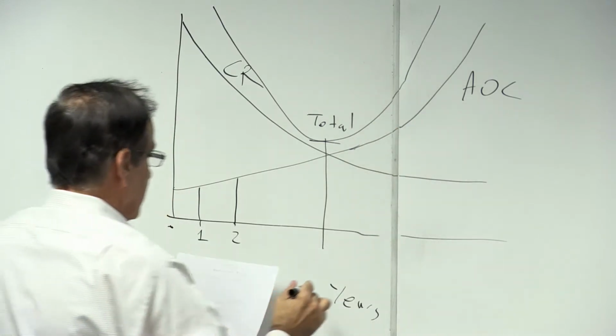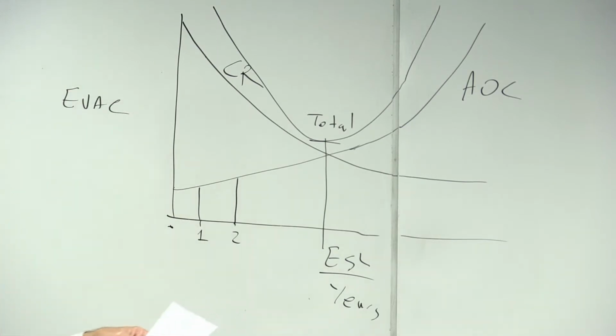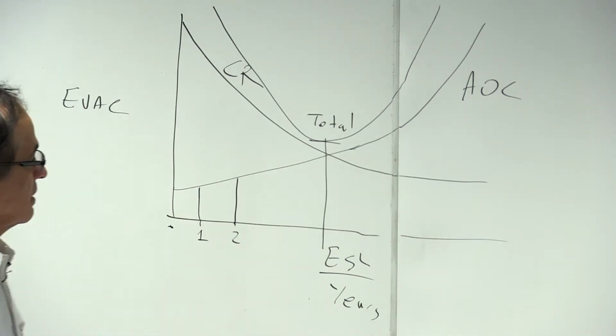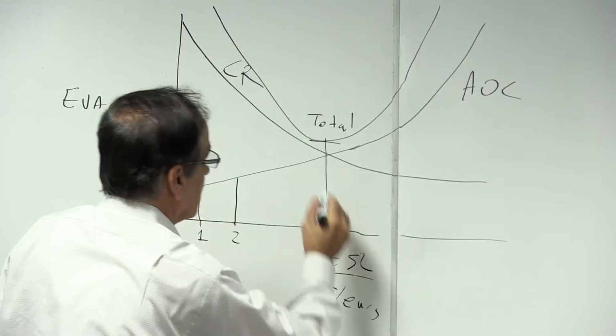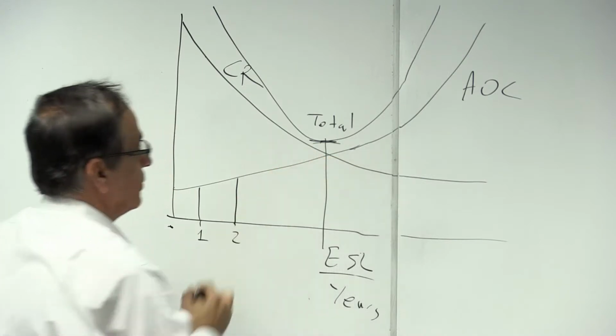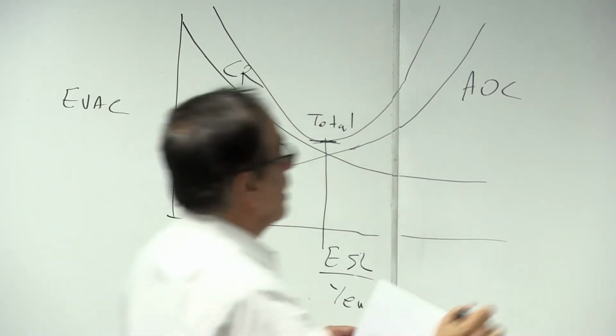We call this one ESL, the economic service life. Some people call this one minimum cost life. So that's how we're going to find this minimum value here. Now the question, how are we going to find it here? So I'm going to write the general equation.